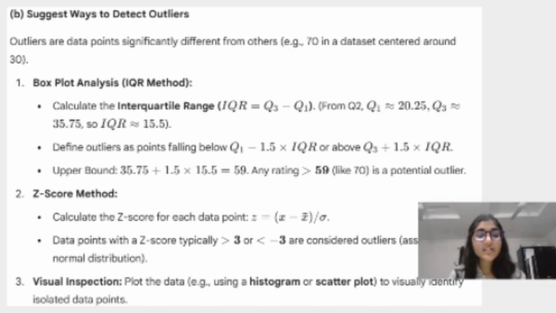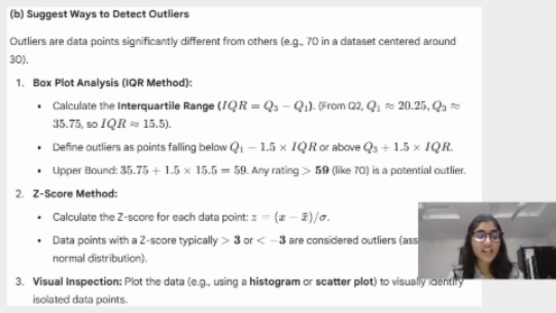Then define outliers as points falling below the lower bound, which is calculated by Q1 minus 1.5 times IQR, or above the upper bound, which uses Q3 plus 1.5 times IQR. The measurement of the upper bound is 59. So any rating greater than 59 is a potential outlier.